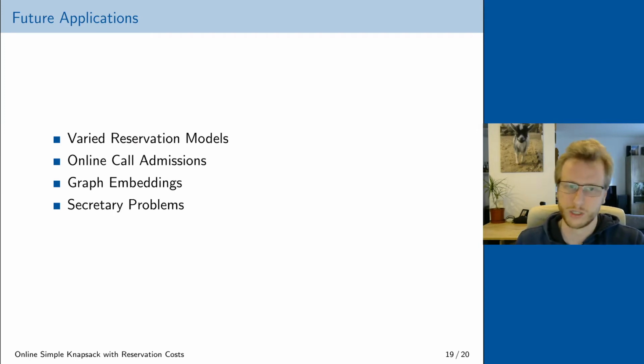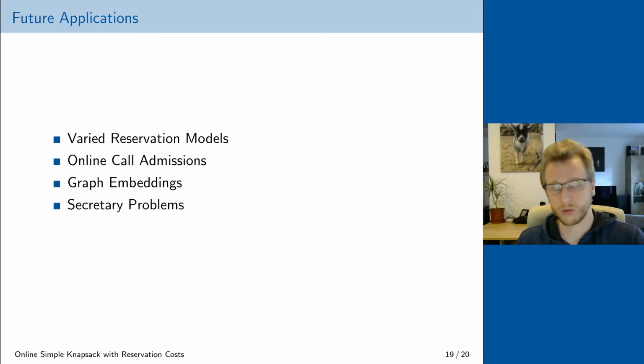Of course, I've just talked about this model where we pay for every item that we put into our reservation, regardless of whether we use it or not. It could also be interesting to only pay for the items that we do not use in the end, so that we are sort of lending something, and if we're actually using it, then we don't have to pay for it, but if we're not using it, then we have to pay for it.